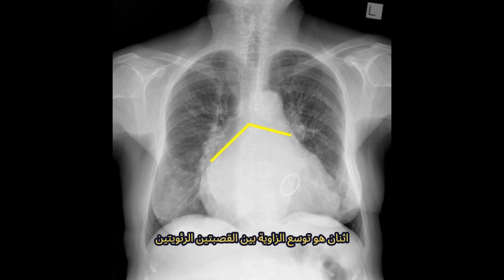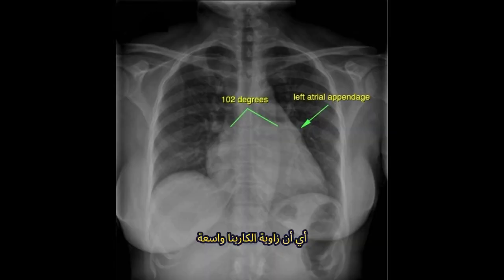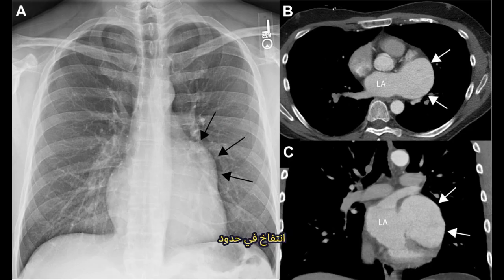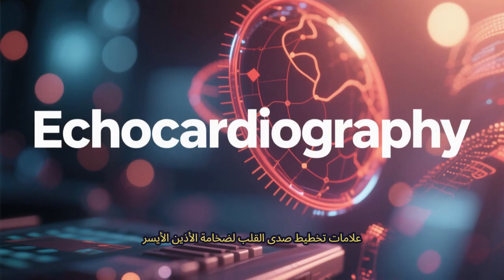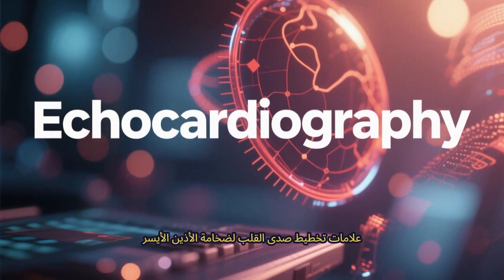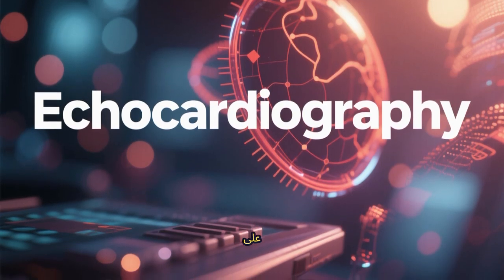Two is splaying of the carina, a widened carinal angle greater than 90 degrees due to upward displacement of the left main bronchus. Three is straightening or bulging of the left heart border, caused by enlargement of the left atrial appendage.